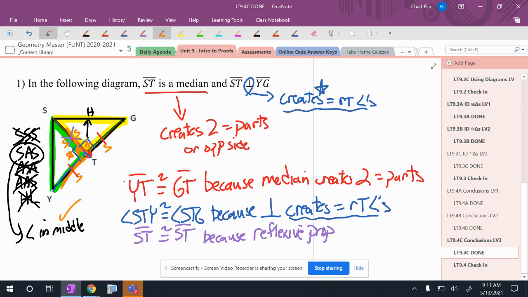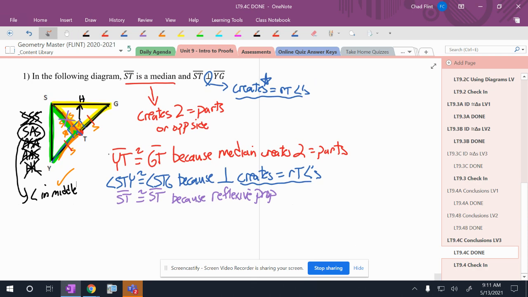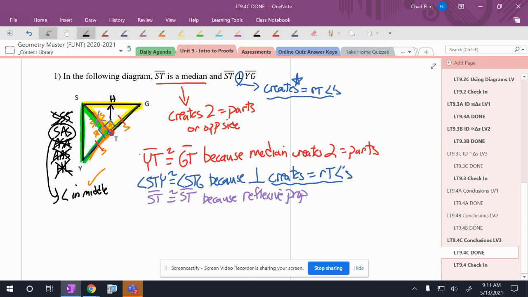So my last statement is to write down that the triangles are congruent because of side angle side. I'm going to match my letters up over here: STY. The right angles are at T in both triangles, so T matches up. ST matches up with ST. It's the same side. So STG.